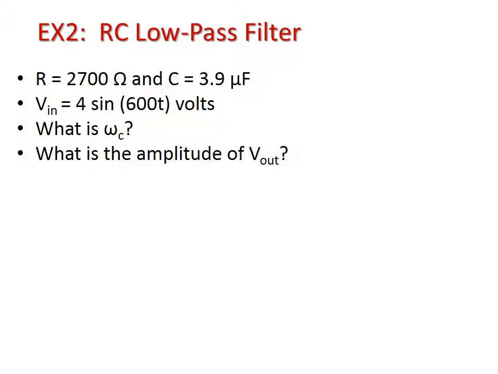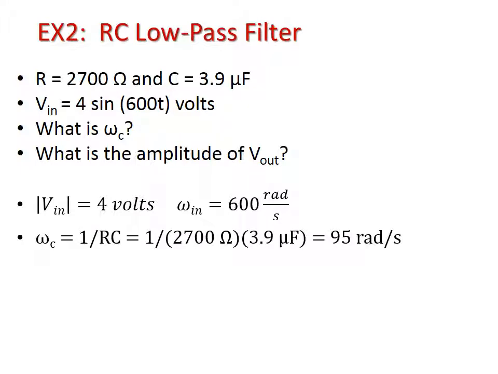So here we have another quick example. We have our RC low pass filter. We have our resistance of 2,700 ohms, a capacitance of 3.9 microfarad. We have our Vin of 4 sine 600t volts, and remember that 4 is our amplitude of that waveform, and our 600 equals 2 pi times the frequency, or it equals omega c. So omega c in this is 600, and what is the amplitude of V out? 4. So there we go.